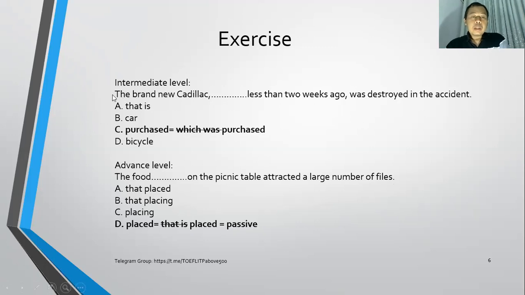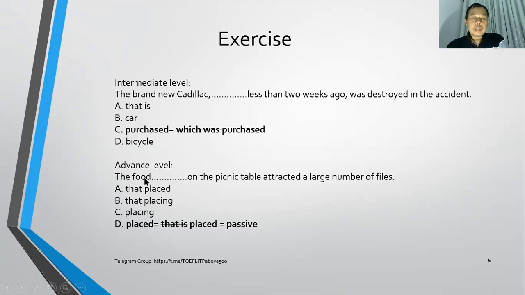The best answer for the first sentence is purchased. This is a reduced clause with which was. The full sentence is, the brand new Cadillac which was purchased, but which was can be eliminated or can be reduced. So the best answer for the first exercise is purchased.